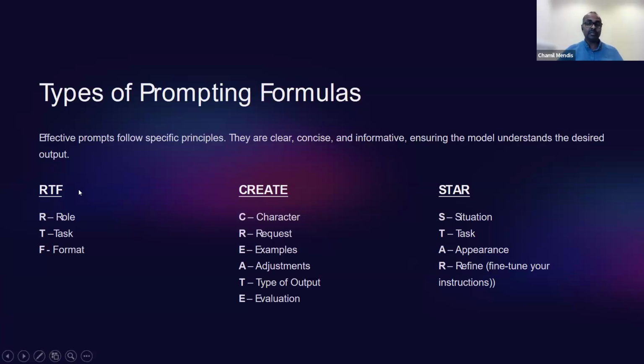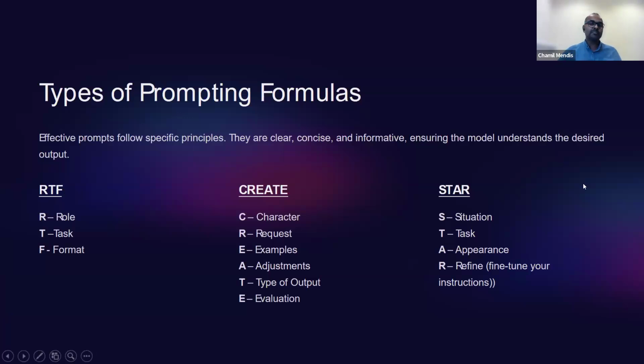RTF is one of the famous formulas, along with CREATE and STAR. When you say RTF, you have role, task, format, and CREATE has 6 elements: one is the character and the request, examples, adjustment, type of output, and evaluation. In the STAR formula, you will have 4 elements: situation, task, appearance, and refinement.